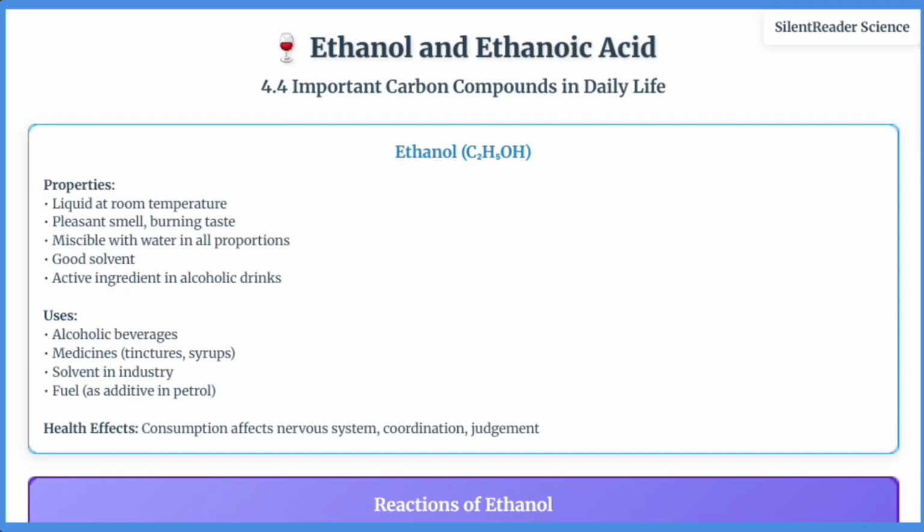Ethanoic acid CH3COOH, commonly called acetic acid, is a weak acid used as vinegar, 5 to 8% solution. It freezes in winter, earning the name glacial acetic acid. It undergoes esterification with alcohols to form sweet-smelling esters used in perfumes, reacts with bases to form salts, and with carbonates to produce CO2 gas. Both compounds demonstrate the practical applications of carbon chemistry in food, healthcare, and industry.